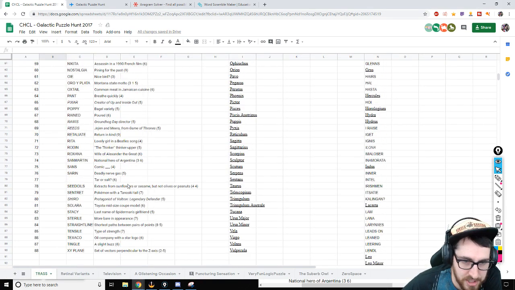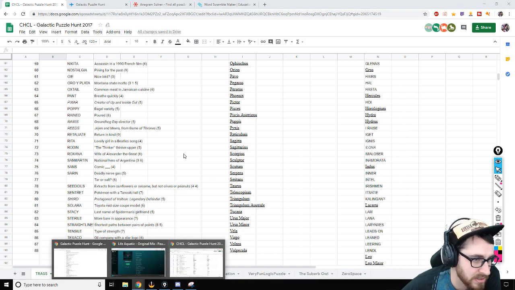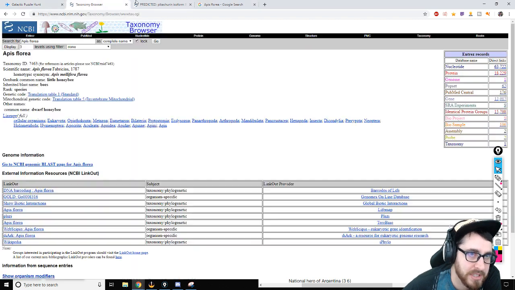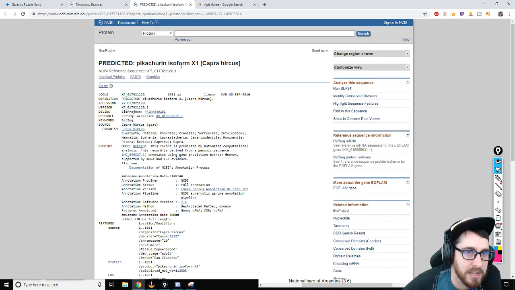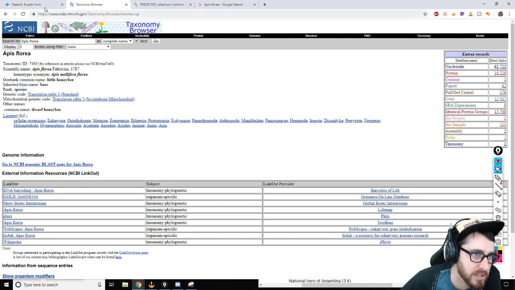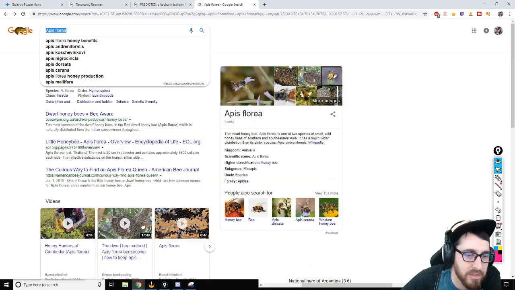The problem is that with the previous puzzle, with the taxonomies and the Pikachu and isoforms and all that, we had all those little hints and nudges in that opening paragraph giving us instruction. But then we get to here and we have, it's nice when your neighbors are superstars. So we have to try to pull something out of here that's pretty crazy. I don't know if all our answers are on theme.